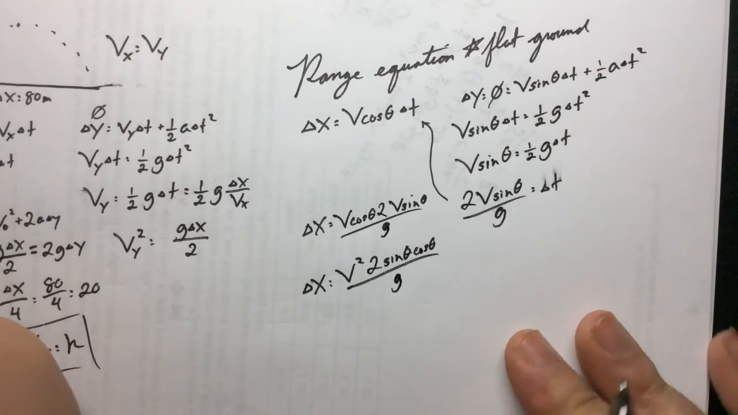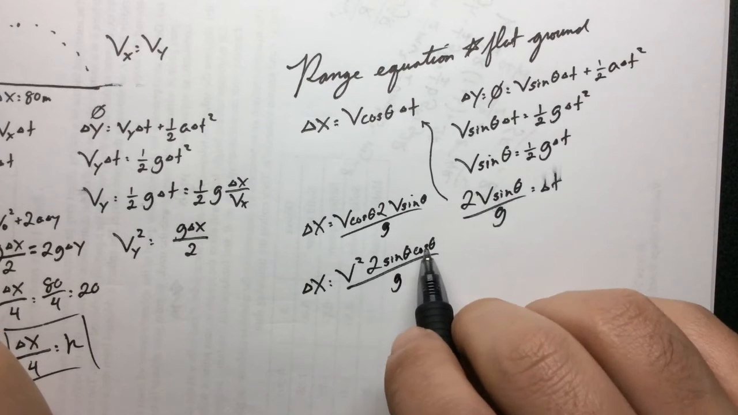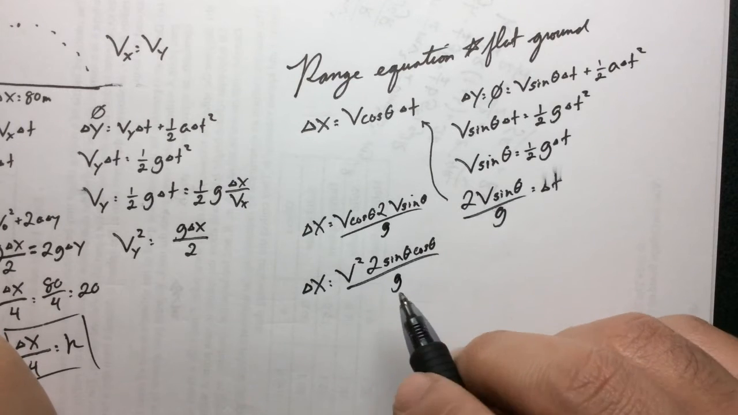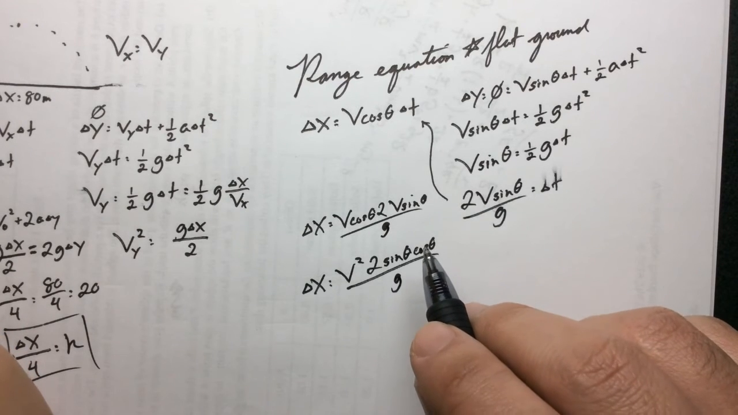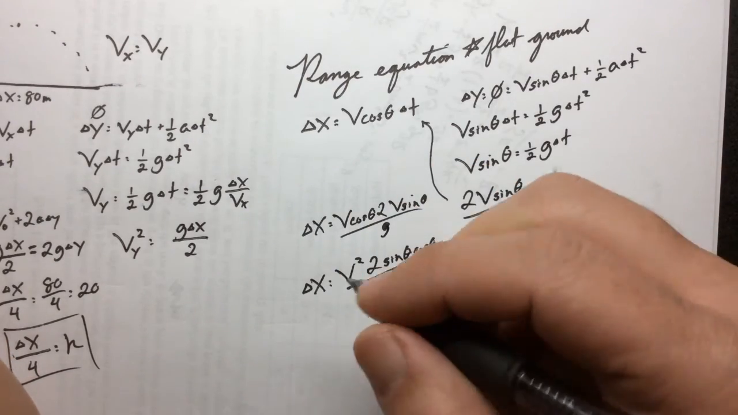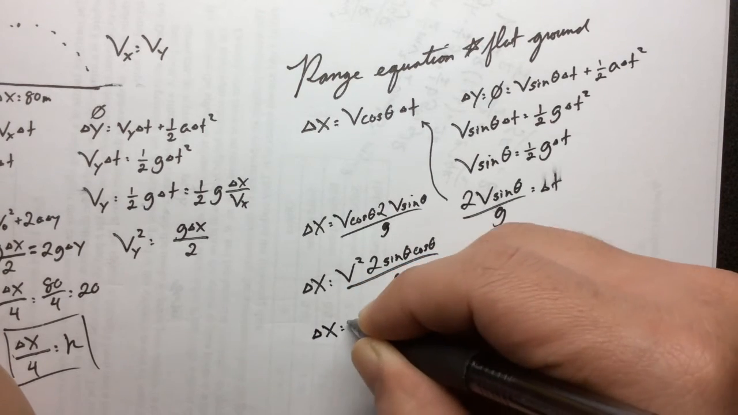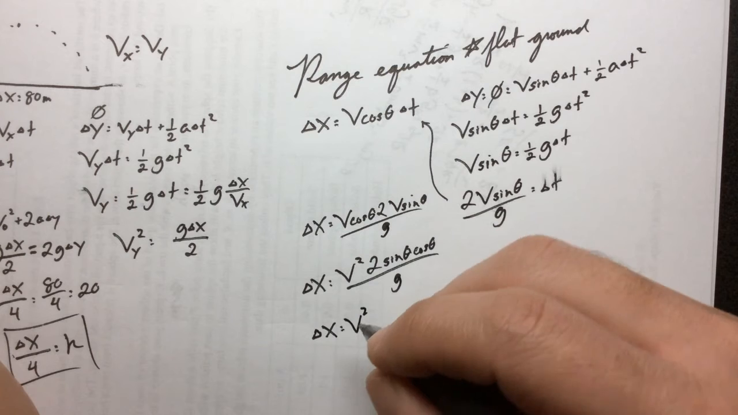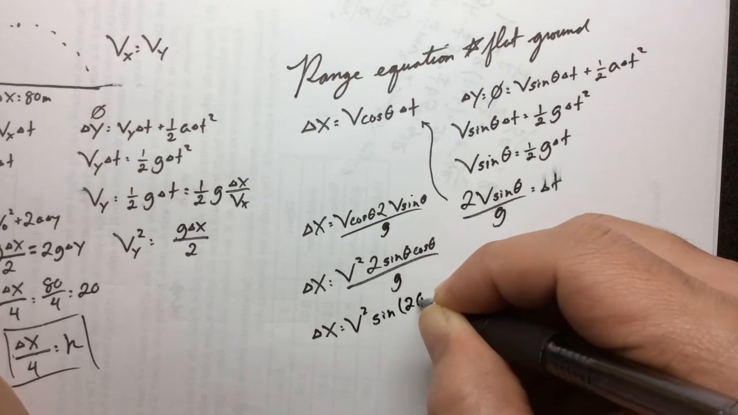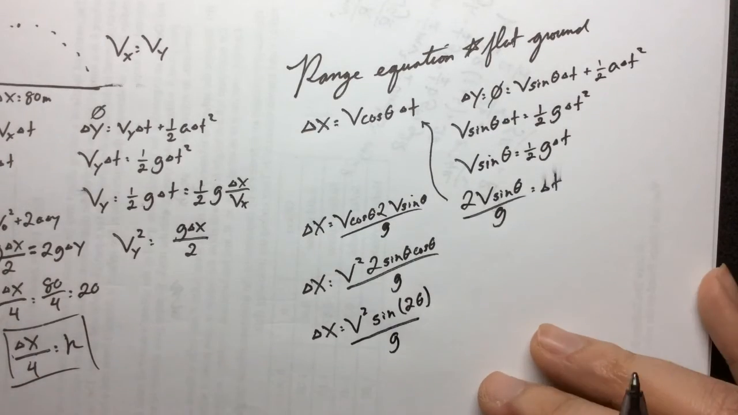Now, that's not going to be it. There is one more step that we can do. 2 sine theta cosine theta is actually a trigonometric identity, and the trig identity is that 2 sine theta times cosine theta is equal to sine of 2 theta. Got to slow down my talking. So delta x is equal to v squared, 2 sine theta cosine theta turns into the sine of 2 theta, and that's going to be divided by g. So this is what's called the range equation for flat ground.